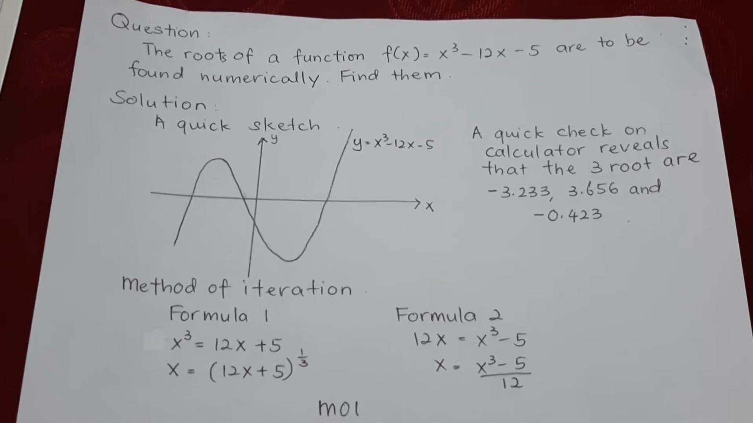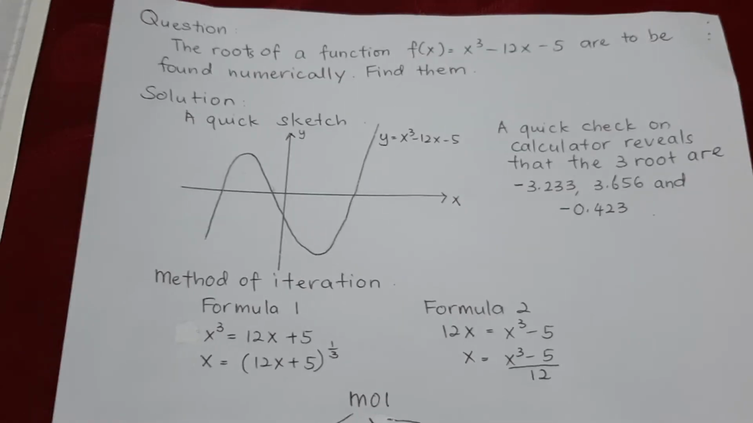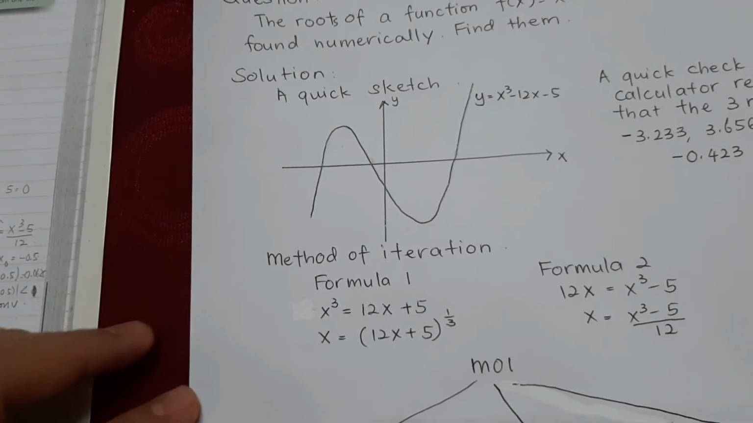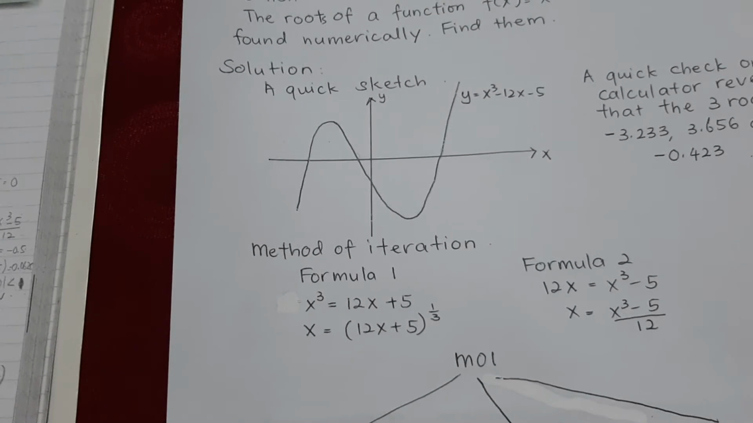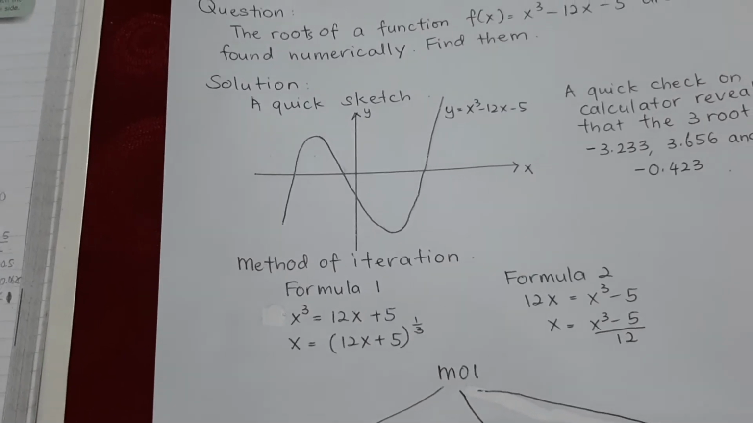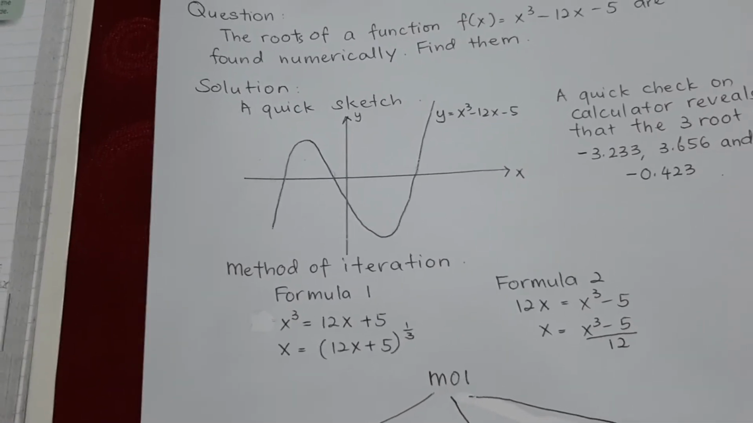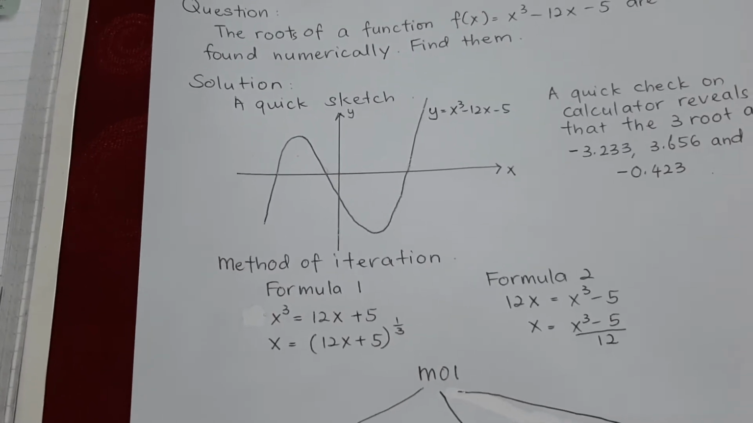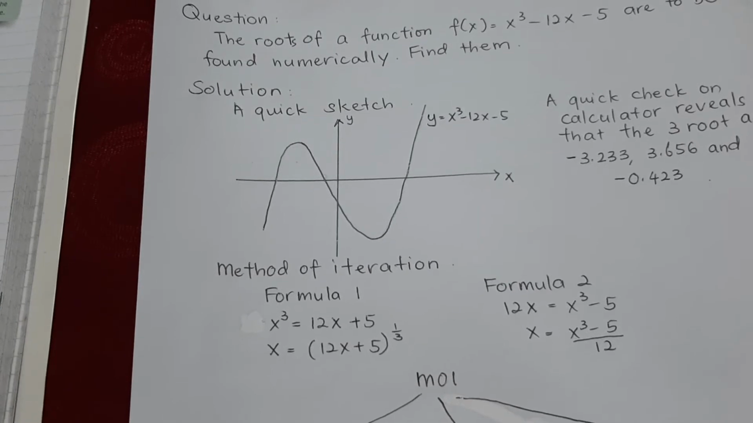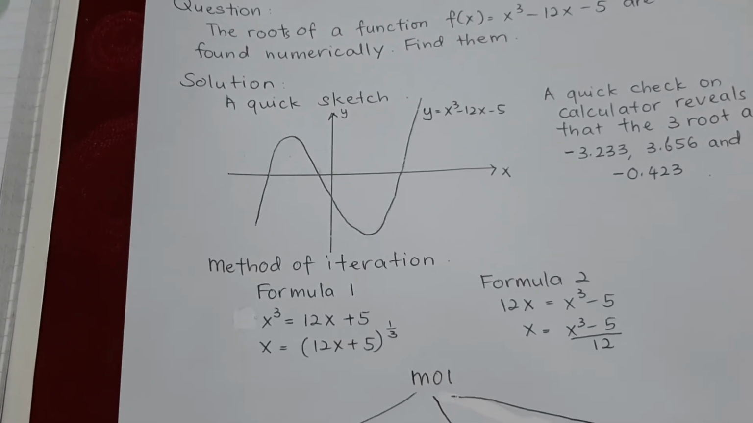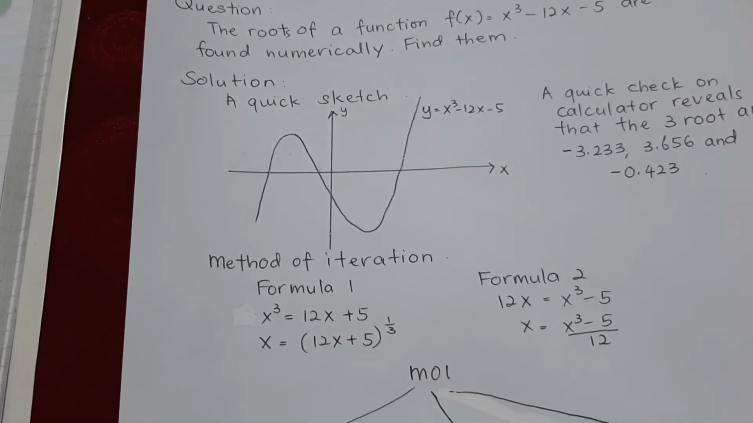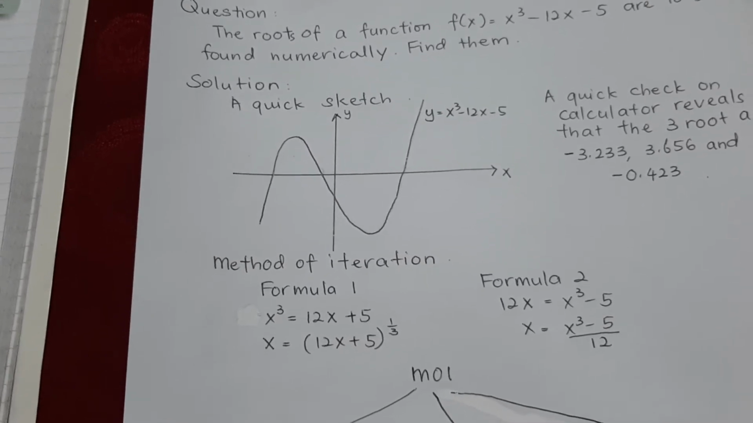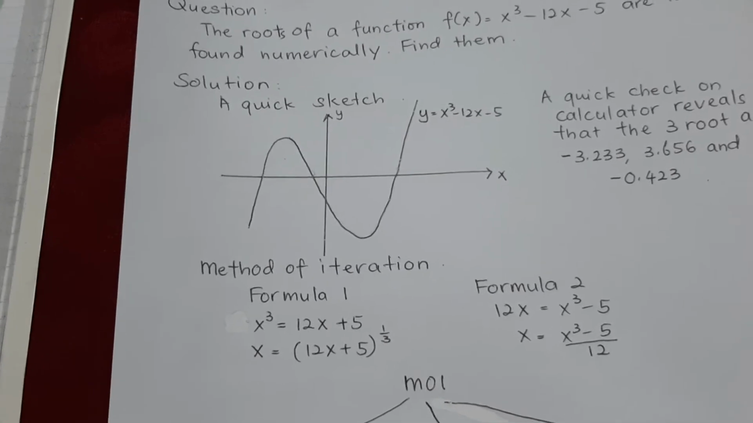But here we want to do it numerically, using the method of iteration. Formula 1: rearranging the equation f(x) = 0, you have x cubed on the left hand side and 12x plus 5 on the right hand side. Take the cube root of both sides, so you have x equals (12x plus 5) to the power of 1/3.